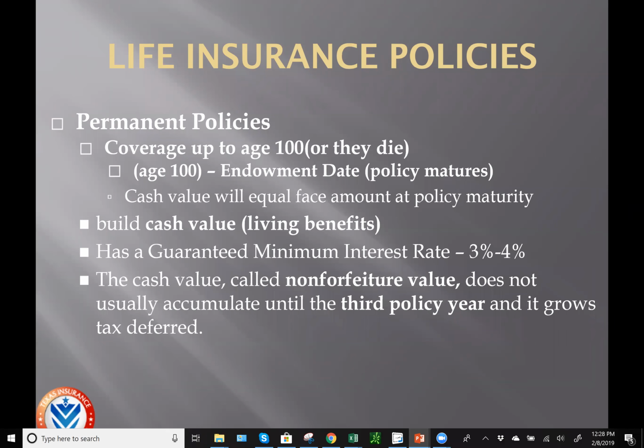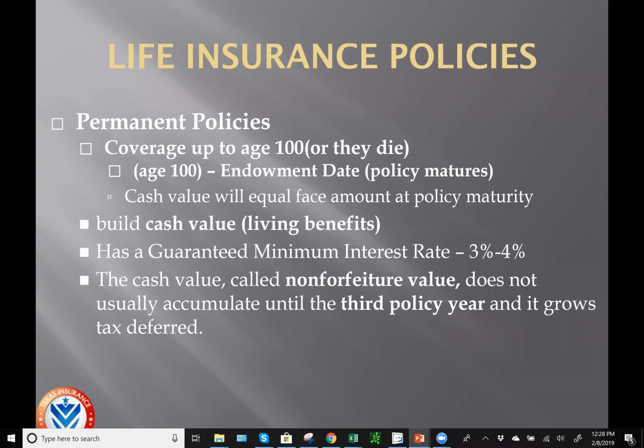Hello and welcome to this training session over types of life insurance policies. What I want to do is break this down into two separate pieces, actually three. First, we're going to start with permanent life insurance policies.